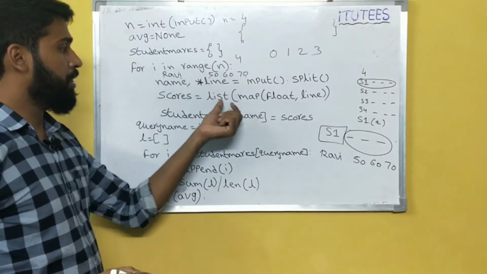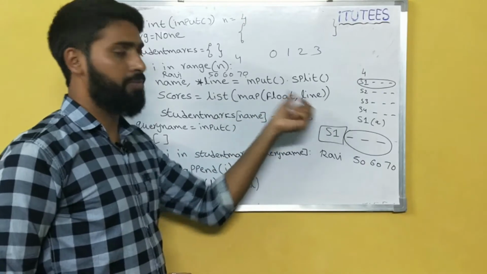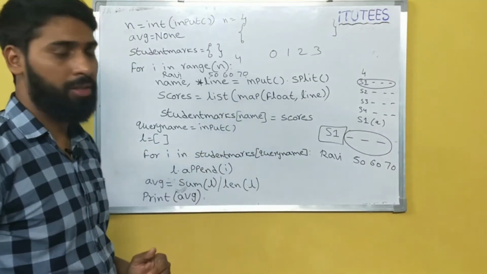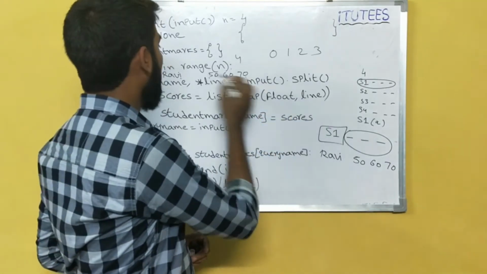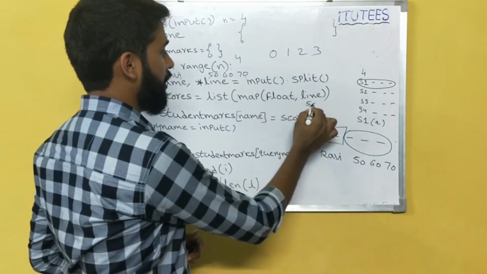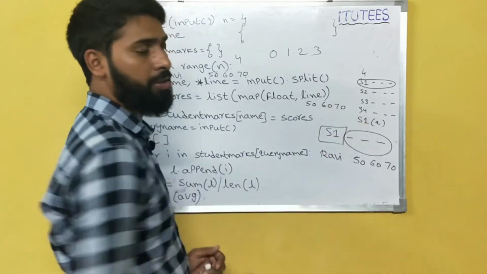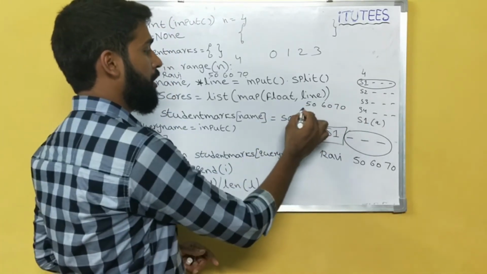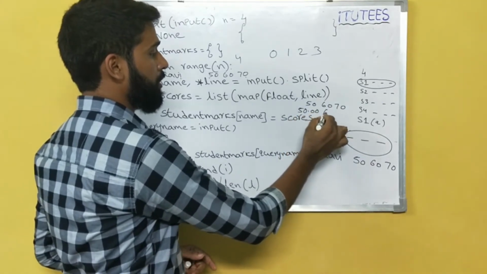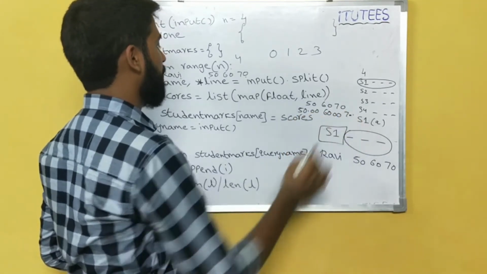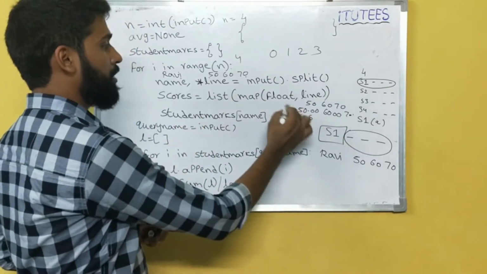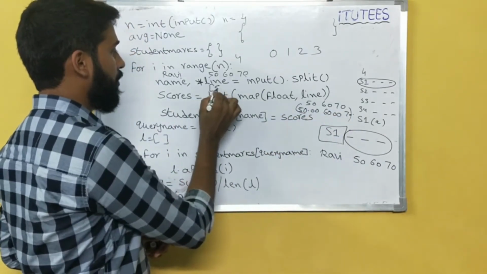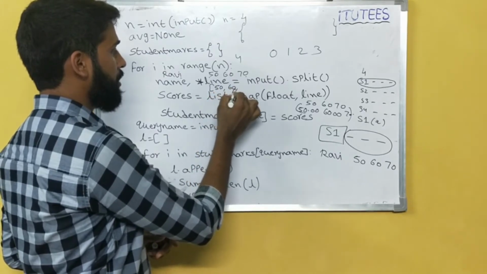scores equals list of map float of line. Already in previous classes we discussed about the map function. It iterates. I am taking the line. What is the line here? 50, 60, 70. Now applying float on these numbers. That means all these are float values. Next, I store all these as a list. That means scores equals 50, 60, 70.